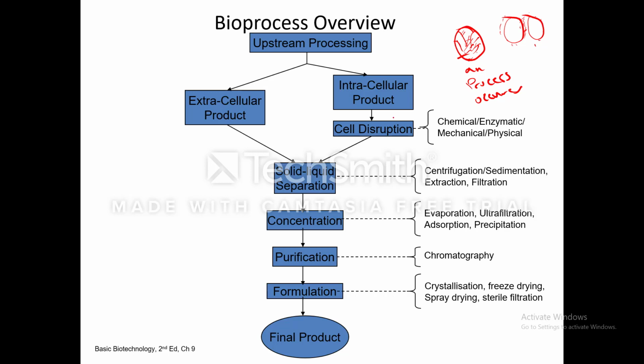Then here, cell disruption: when particles move to the cell, the cell will be disrupted by chemical, enzymatic, mechanical or physical processes. Then solid-liquid separation by centrifugation, sedimentation, extraction or filtration. Then concentration by evaporation, ultrafiltration, adsorption or precipitation. Then the purification stage by chromatography. Then formulation, crystallization, freeze drying, spray drying, and sterile filtration, and the final product.